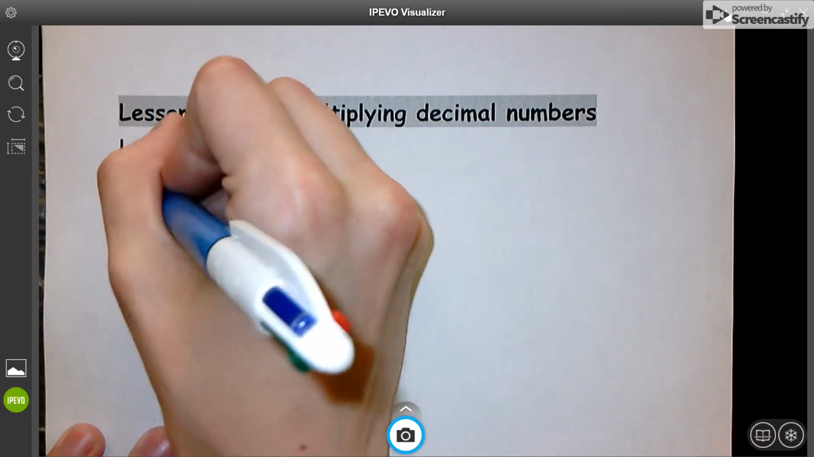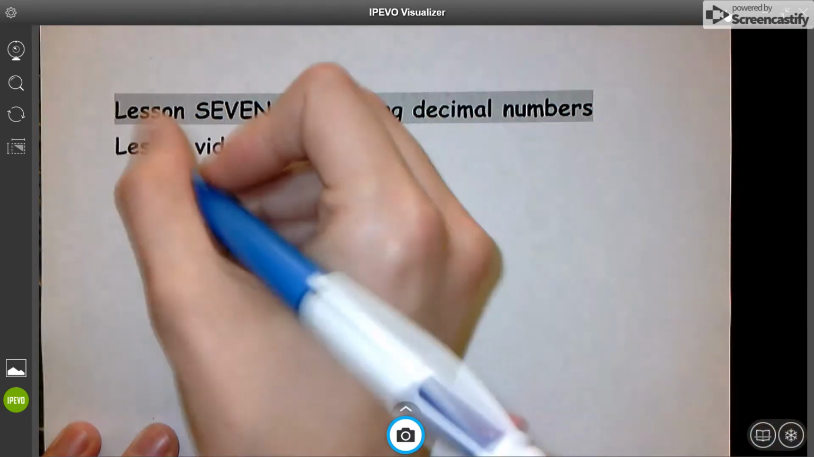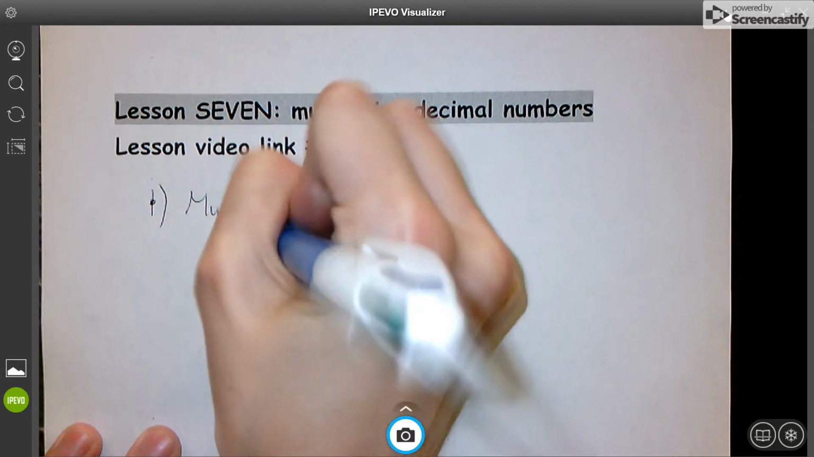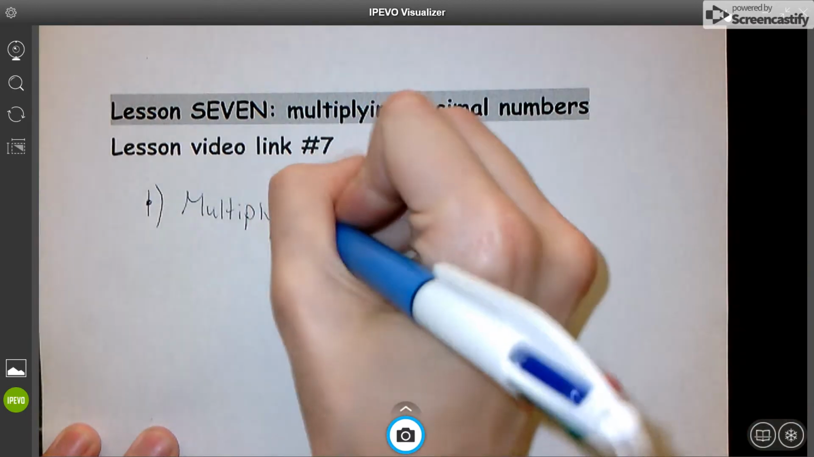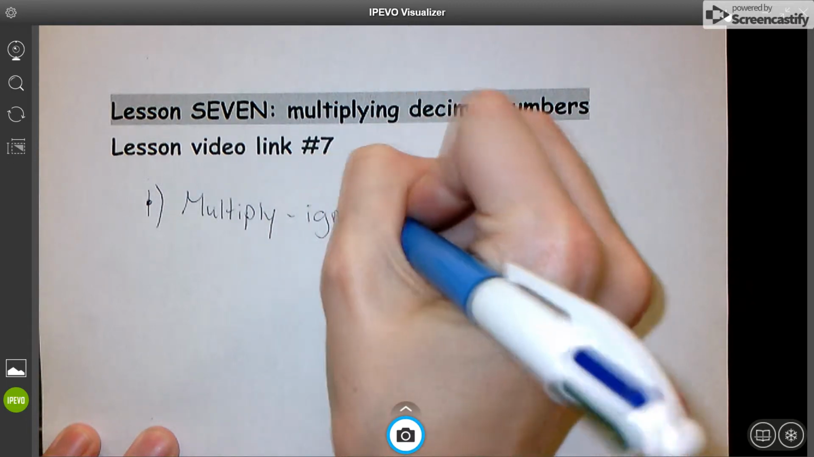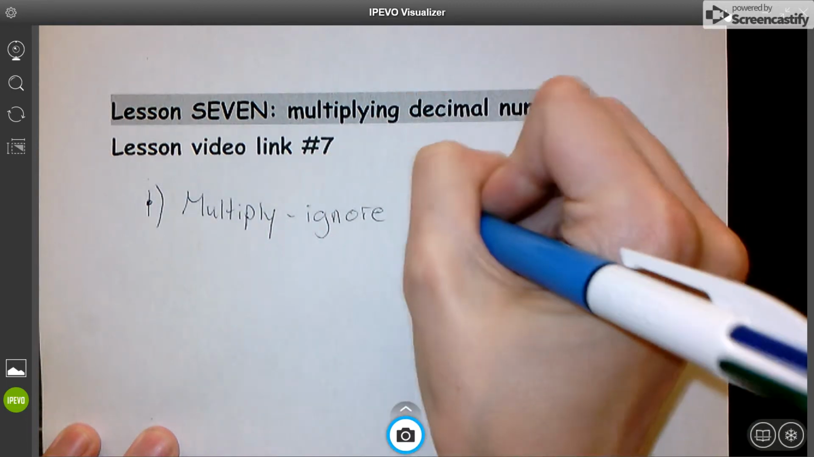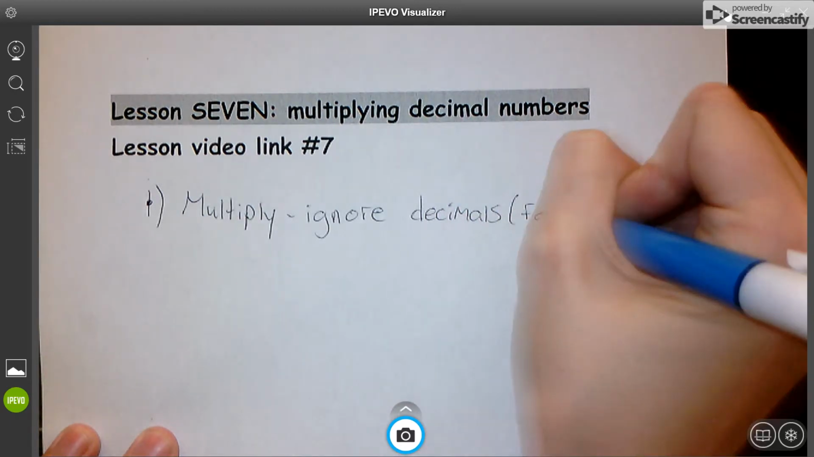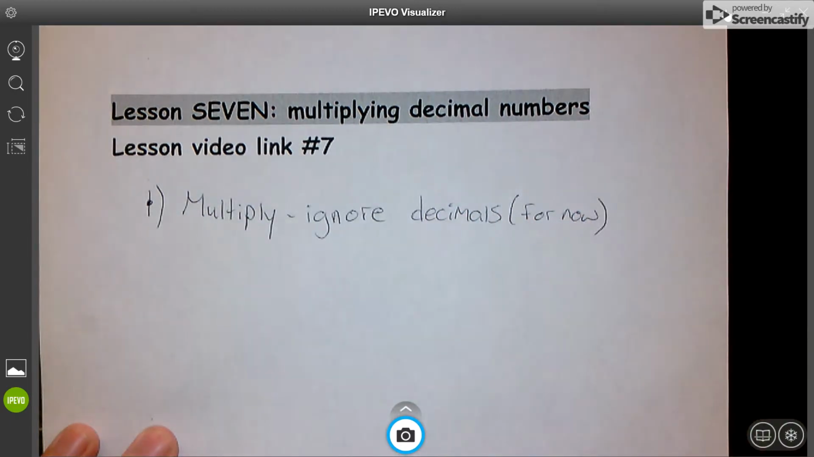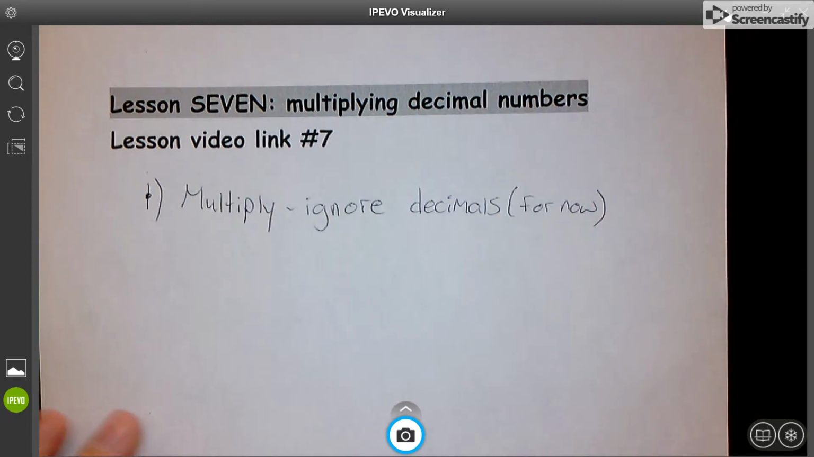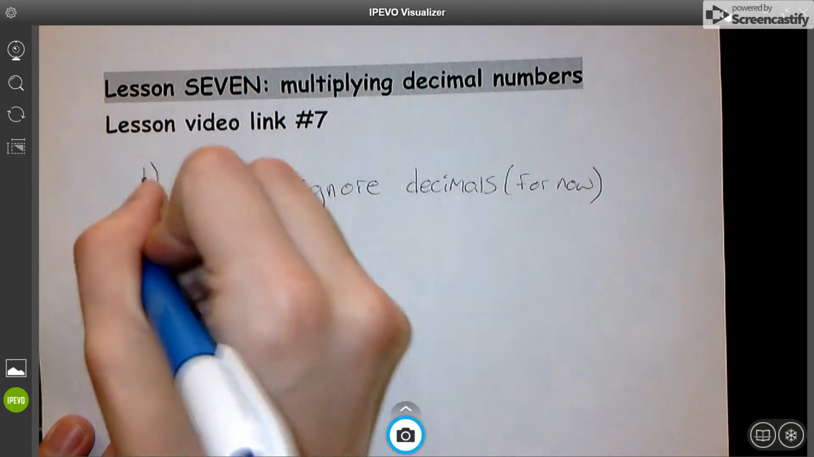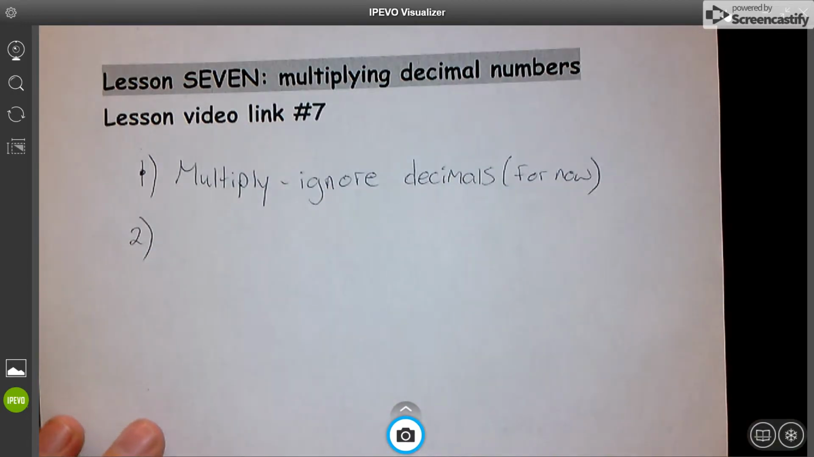So rules, I guess this is step 1, is just multiply like regular. For right now, just ignore the decimals. This is just for now. I mean, don't ignore them forever, because otherwise you're not truly multiplying decimals. So multiply, ignore the decimals, just follow all the basic rules that we did for whole numbers.